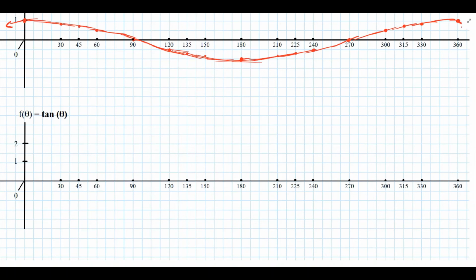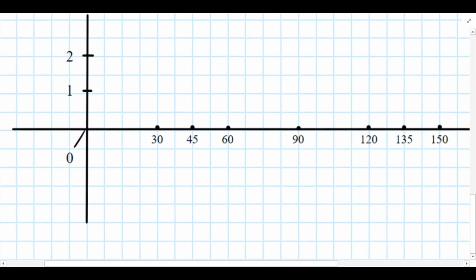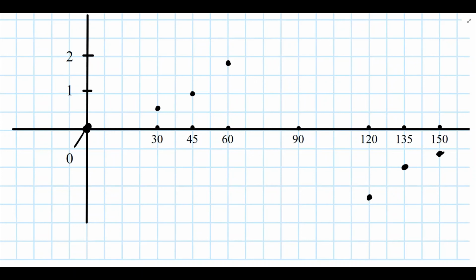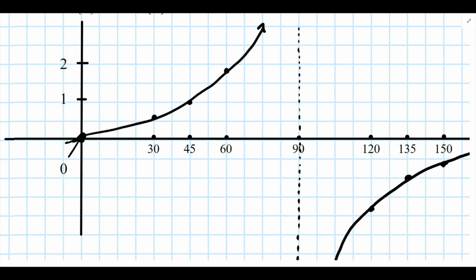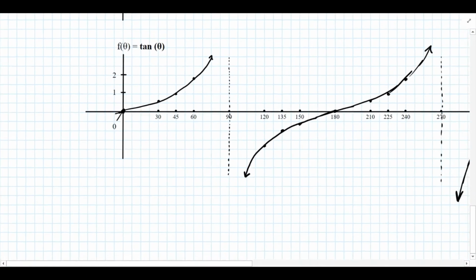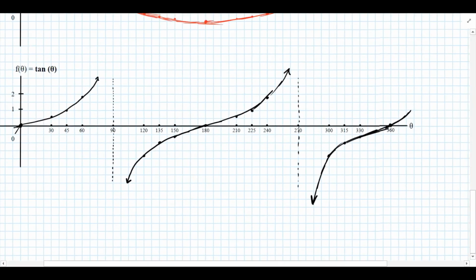When plotting the tangent function, most coordinates are located using the same technique as before. However, at 90 and 270 degrees, the function is undefined. This disrupts the wave that you might think you see forming, and instead creates vertical asymptotes. These segments, or branches as they're sometimes called, repeat every 180 degrees, or 1 pi radians.